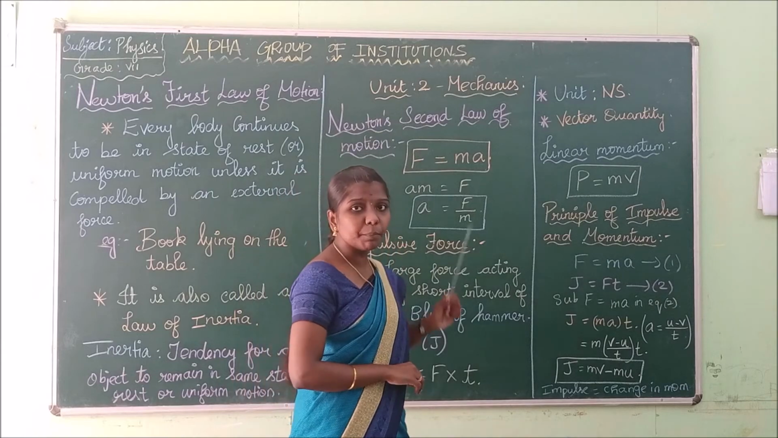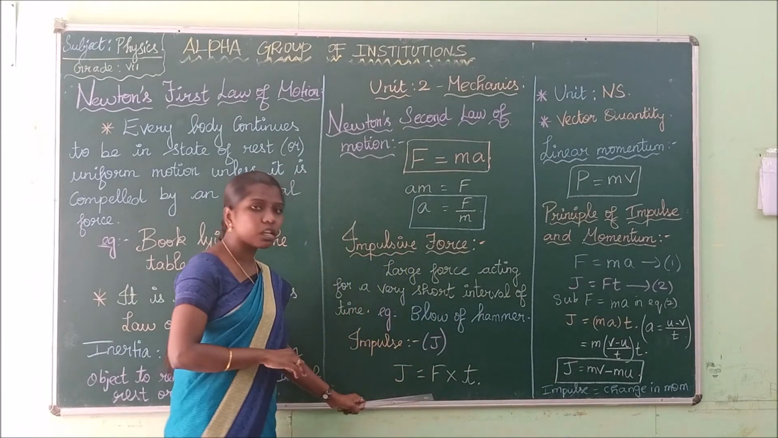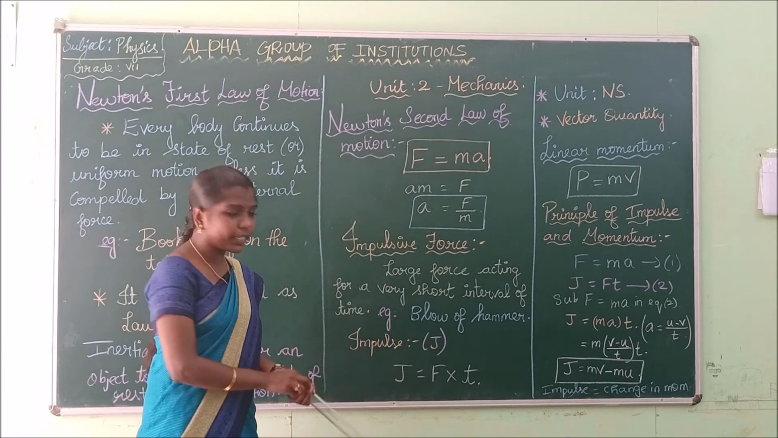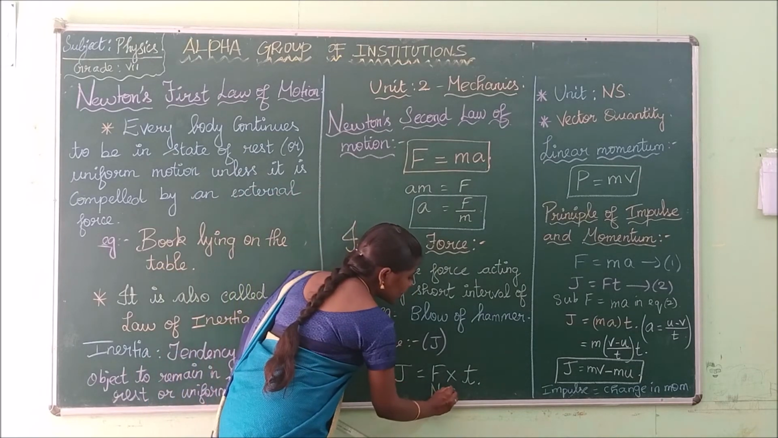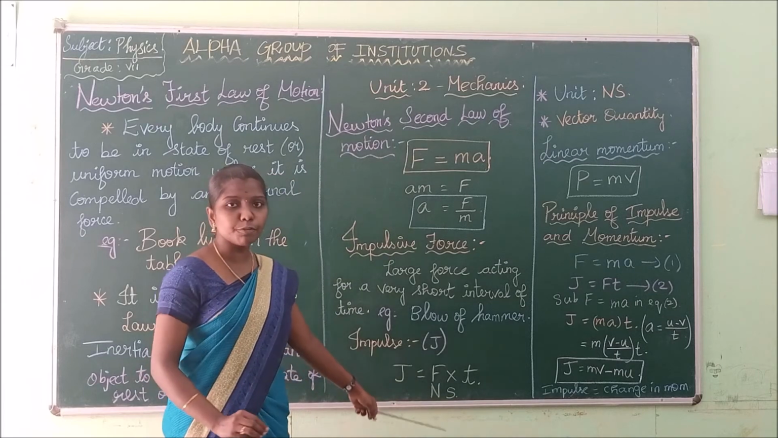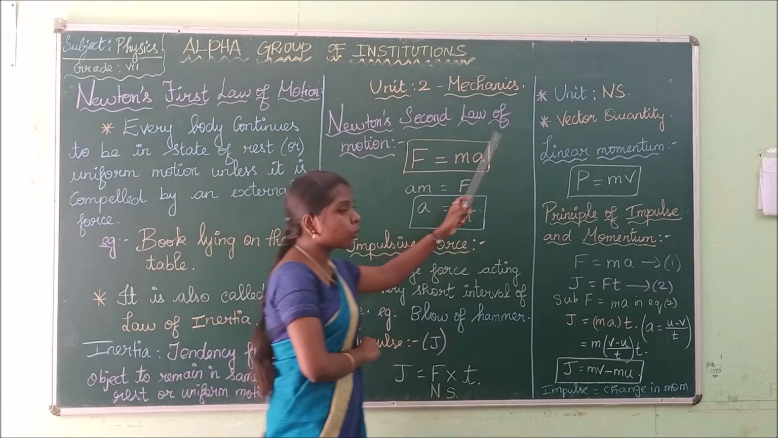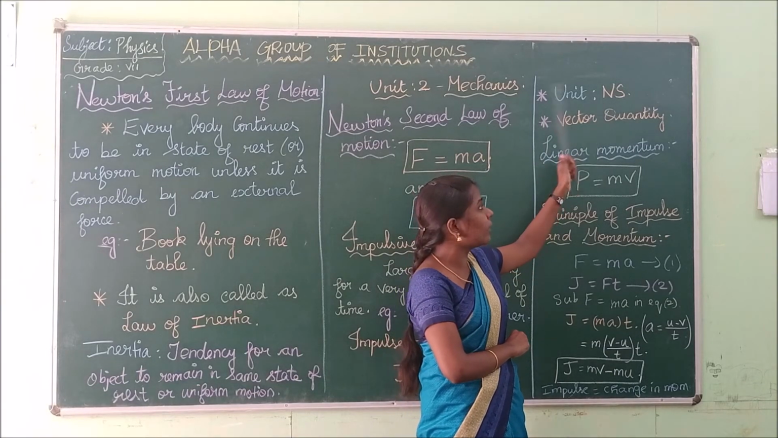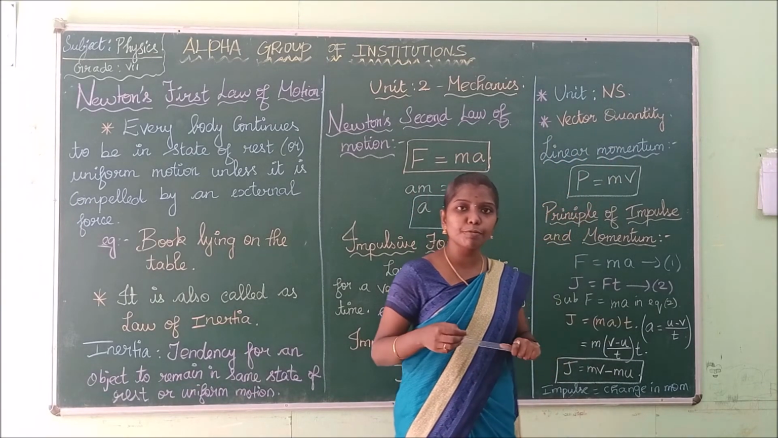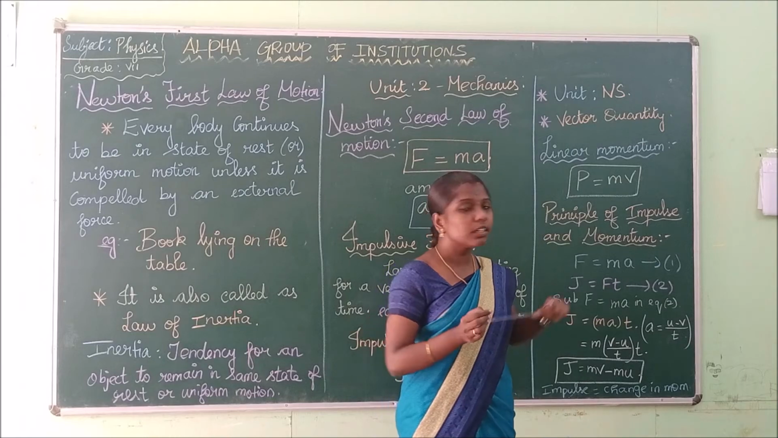Next, the unit for impulse. What is the unit for force? The unit for force is Newton and the unit for time is second. So the unit for impulse is Newton second. What is the unit of impulse? The unit for impulse is Newton second. Newton is the unit for force and second is the unit for time.